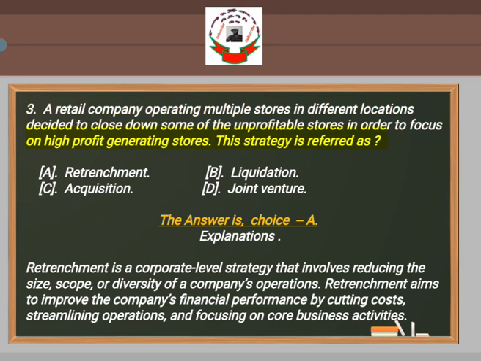This strategy is referred as A. Retrenchment. B. Liquidation. C. Acquisition. D. Joint venture. The answer is choice A. Explanations: Retrenchment is a corporate-level strategy that involves reducing the size, scope, or diversity of a company's operations. Retrenchment aims to improve the company's financial performance by cutting costs, streamlining operations, and focusing on core business activities.